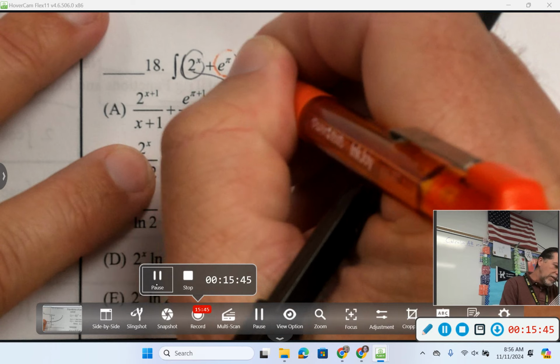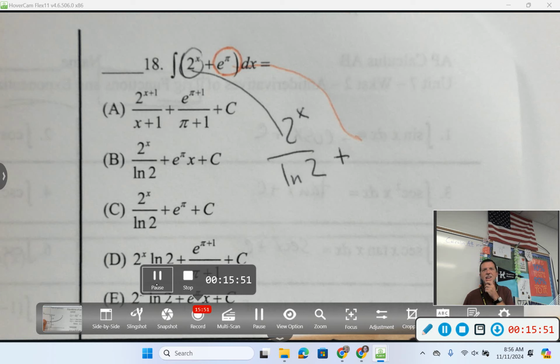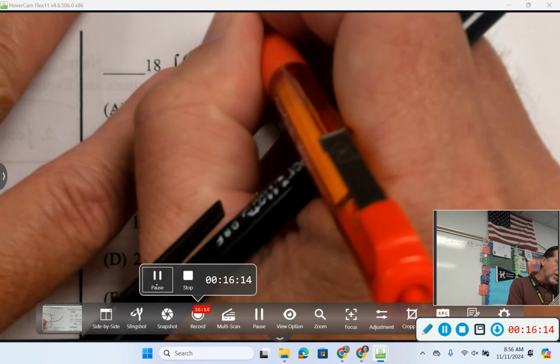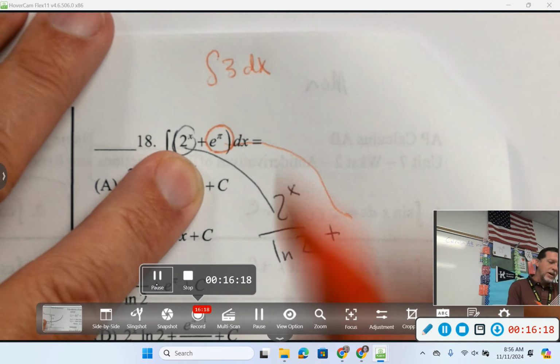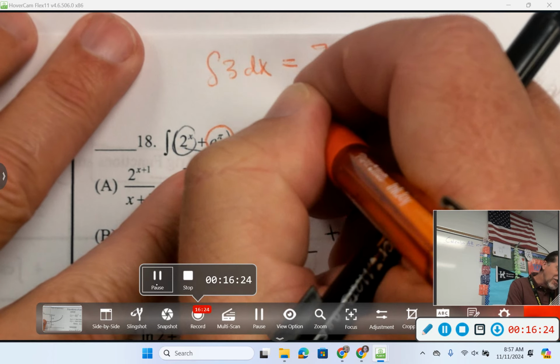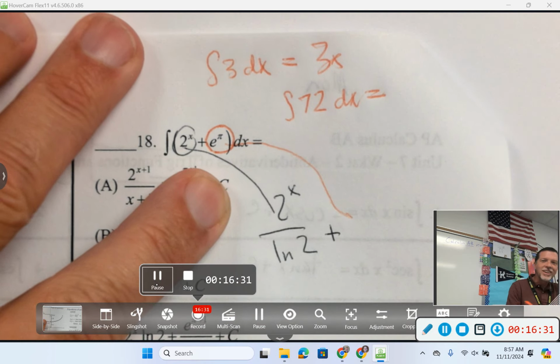Jameson, how about the antiderivative of e to the pi? What kind of number is e to the pi? Is it a constant or a variable? Does it have x in it? No. The e to the pi is weird, but it's just a number. It's just a constant. The derivative would be 0, but the antiderivative, let's back up. What's the antiderivative of 3x? Anybody? What's the antiderivative of 3? The antiderivative of 3 is 3x. How about the antiderivative of 72? 72x.